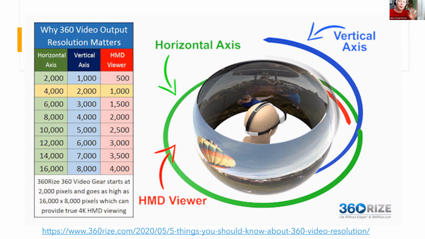There's a lot of talk about resolution. If you're going to buy a 360 camera, it'll probably tell you, oh, this has got a 6K resolution, or a 4K resolution, or a 12K resolution, whatever. The number 6K applies to the number of pixels going from left to right in the image.